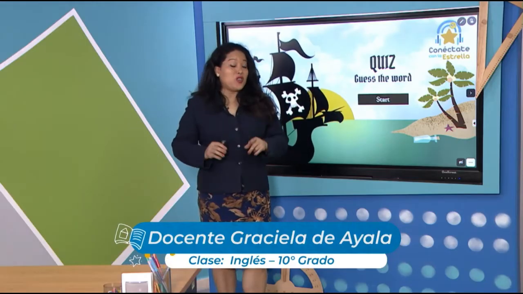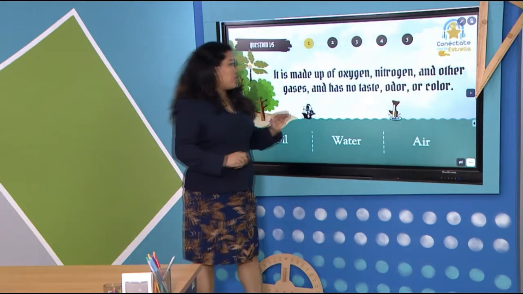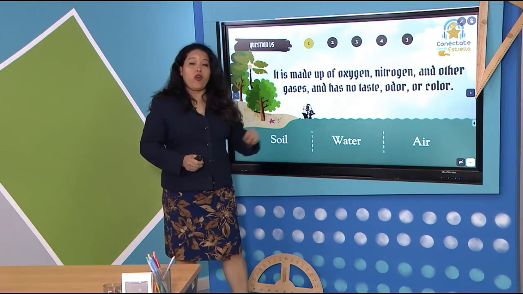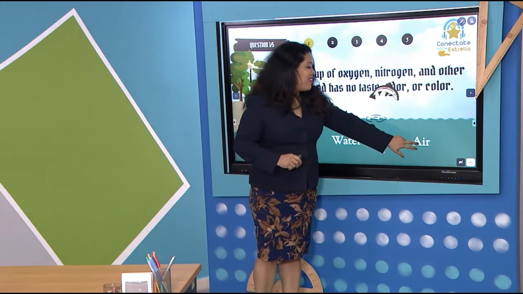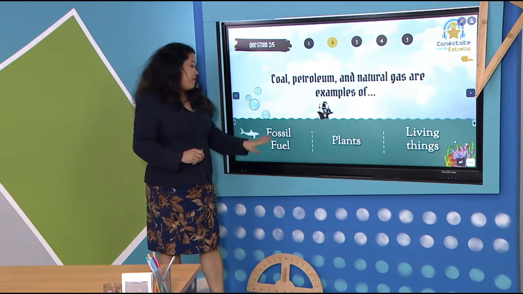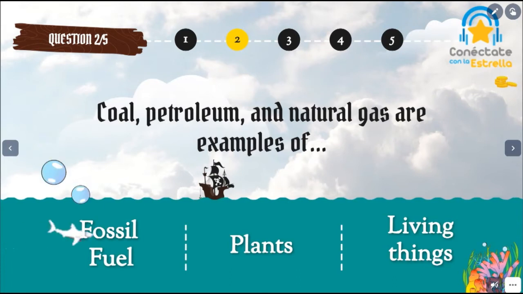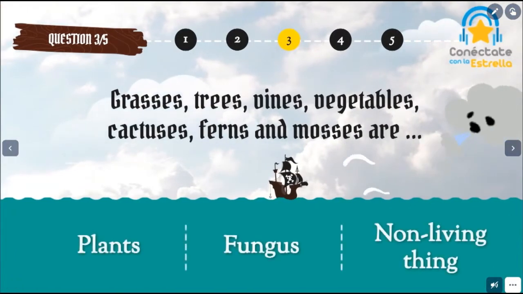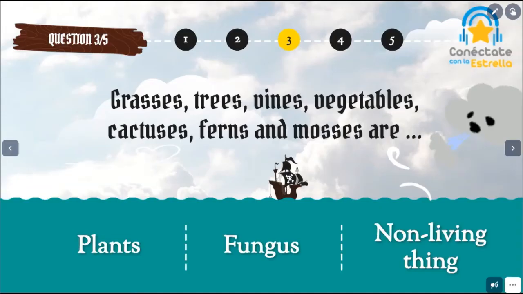Okay, guys, according to the vocabulary, let's get the word. Guess the word. It is made of oxygen, nitrogen, and other gases and has no taste, odor, or color. What is it? Soil, water, or air? Pedrito, air. Let's see. Good. Coal, petroleum, and natural gas are examples of fossil fuel, plants, or living things. Marta? Fossil fuel. Let's see.